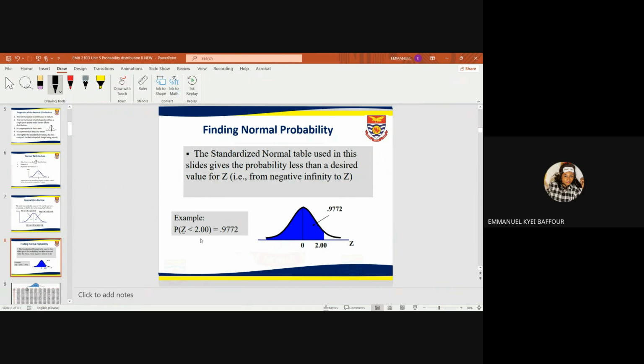So our duty now is to make sure that we have our normal distribution curve drawn nicely like this. We know this is 0, that is the mean. So 2.0 is going to be somewhere at this point. 2.0 means 2 standard deviations from the mean, to the right side. So we have it somewhere here. It is left for us to find the probability that Z is less than 2.0, and we have to read it from the normal Z distribution table.